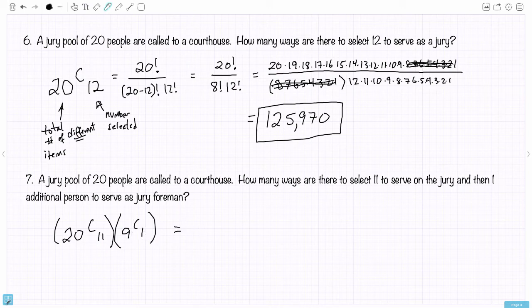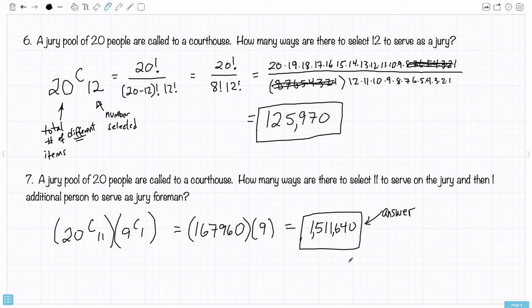So when we do 20 choose 11, we get 167,960. Those are all the ways that you could pick 11 people from the 20. And then for every one of those possible ways of picking 11 people, you could then pick 1 more person from the 9 remaining people, and that could be done 9 different ways. So we're multiplying by 9 here. I multiply these 2 numbers together, and now I'm at over 1 million possibilities: 1,511,640 different ways. And that's the answer for this one.